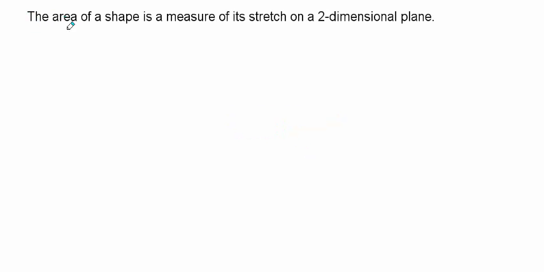That represents area. The area of a shape is a measure of its stretch on a two-dimensional plane. You could think of the area as the amount of paper you need to create that shape. In this video, we are going to talk about how to find the area of some common shapes. Let's start with the area of a rectangle.